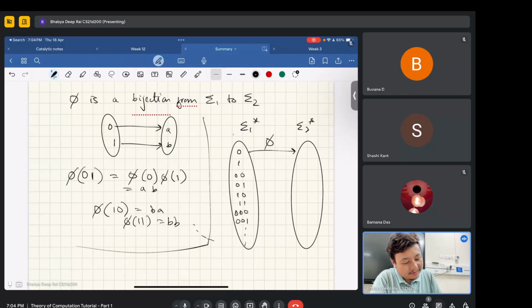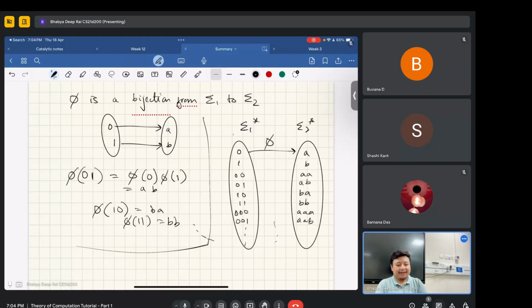0 maps to A, B, A, A, A, B, B, A, B, B, A, A, A, A, B, and so on. So you are essentially renaming the alphabet.